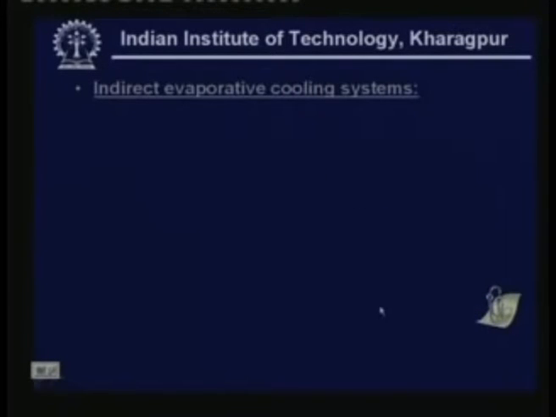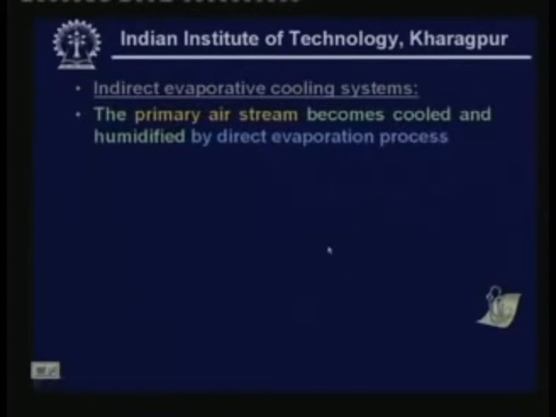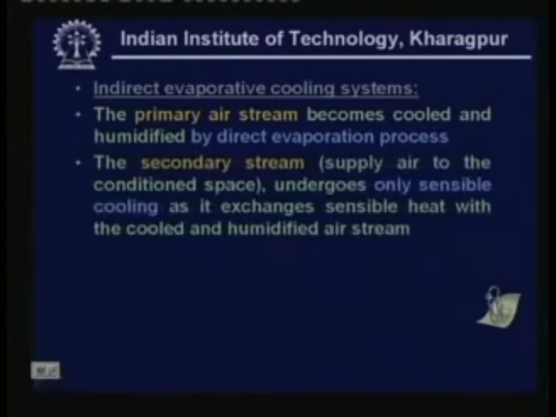Now let us look at the indirect evaporative cooling system. So far we have discussed the direct evaporative cooling system. Now let us look at indirect systems. In an indirect system, we use a primary air stream and a secondary air stream. That means two air streams are used. The primary air stream becomes cooled and humidified by the direct evaporation process, whereas the secondary air stream, which is nothing but the supply air to the conditioned space, undergoes only sensible cooling as it exchanges sensible heat with the cooled and humidified air stream.